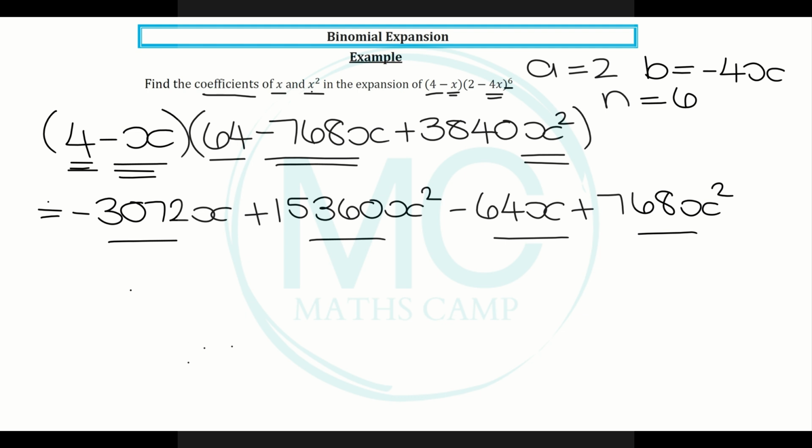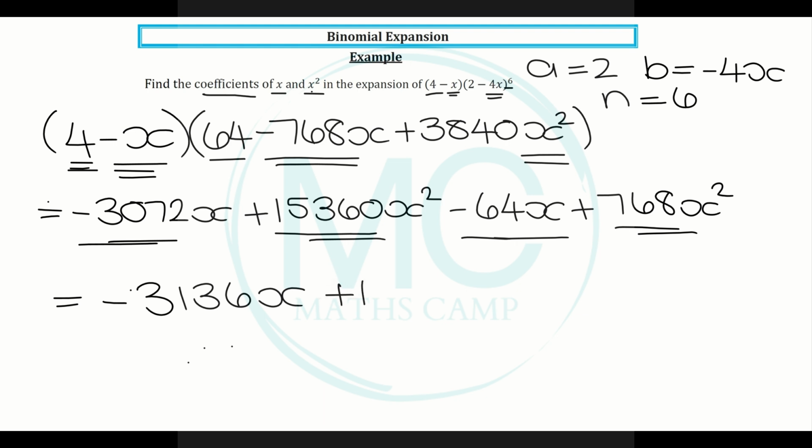So now all we have to do is add like terms. Negative 3,072 minus 64 gives me negative 3,136x. This is my x term. Now for the square term, 15,360 plus 768 gives me positive 16,128 x squared.